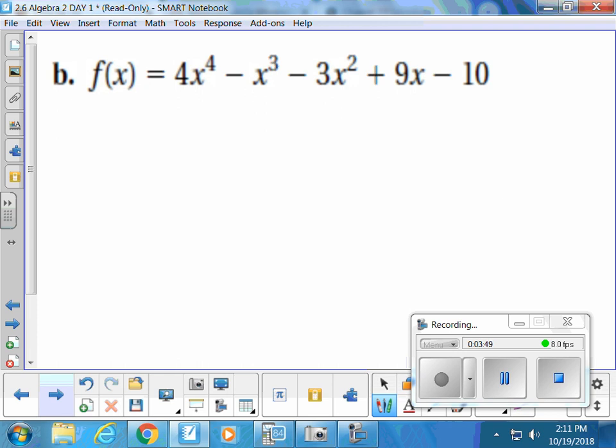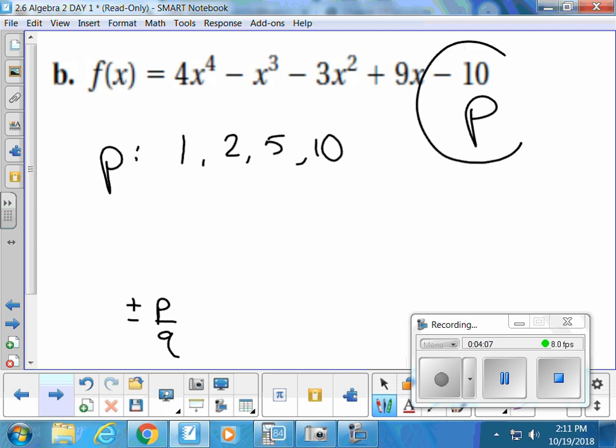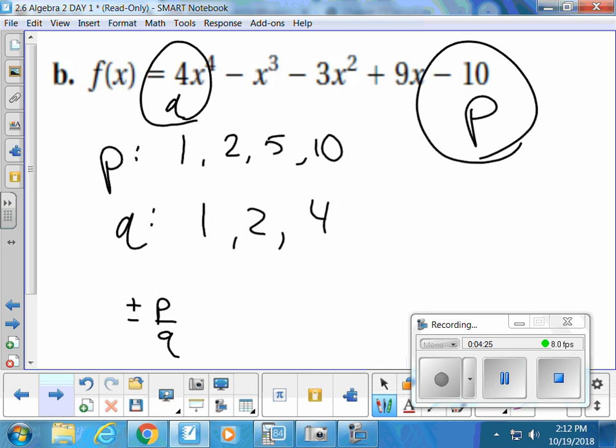So for 1 ticket, can somebody give me my P list? Brandolyn. Yep, you're exactly right. I'm going to leave the plus or minus jazz until we're doing the P over Q. But you're exactly right. She got those numbers from looking at this 10. That's her P value. All right, 1 ticket. If you can give me my Q list. Grace? Perfect. So she got that from looking at the 4 and listing out every number that divides 4.